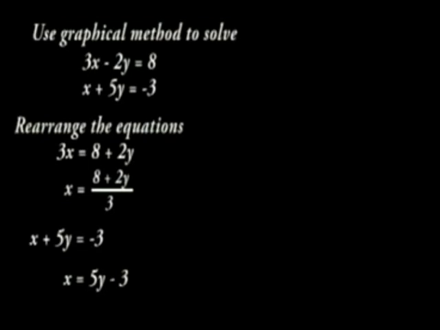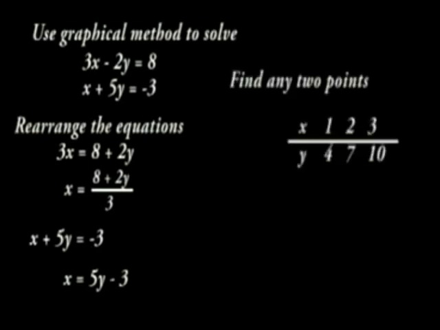And then we obtain a table of values like we did. So we pick some values for x and find the corresponding values for y. Again, for the other equation, x plus 5y is minus 3, we have x is equal to minus 5y minus 3. Again, we get a table of values. We only need 2 pairs of values. So we have the table of values for the first and the second equations.